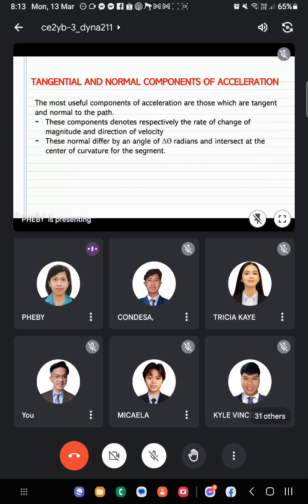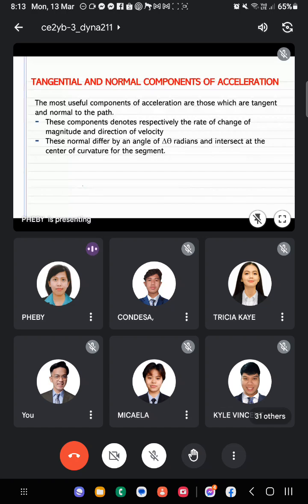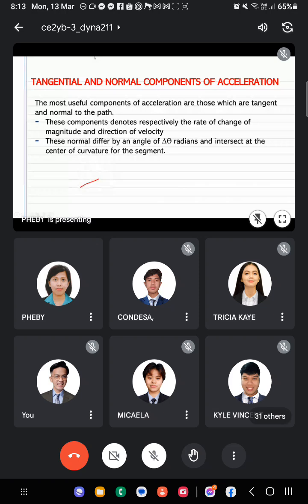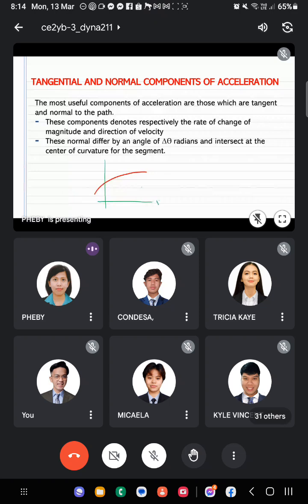So medyo mabilisan lang yan class ha. And this normal differ by the angle of delta theta radians, and intersect at the center of the curvature for the segment. So, for example, we have a path or yung motion ng ating object is pa ganyan, so we have y and x axis or x and y component niya. So, this is x sa horizontal and y for the vertical. And syempre, yung origin niya is yung center ng circle natin.